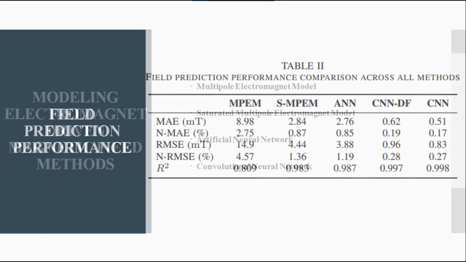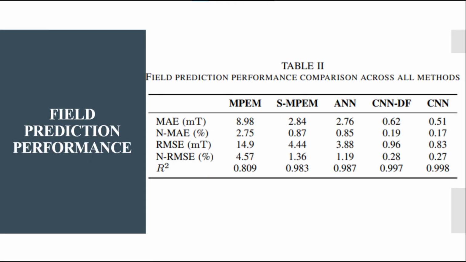Now we discuss field prediction performance. To evaluate the prediction performance of the models, two general goodness of fit metrics were used to compare the measured and predicted magnetic field. These included the mean absolute error, normalized mean absolute error, the root mean square error, and the normalized root mean square error. Now we can see in table number 2 for different methods the predicted result for all the performance metrics. The mean absolute error for multipole electromagnet model is the highest, but it is the lowest for the convolutional neural network.